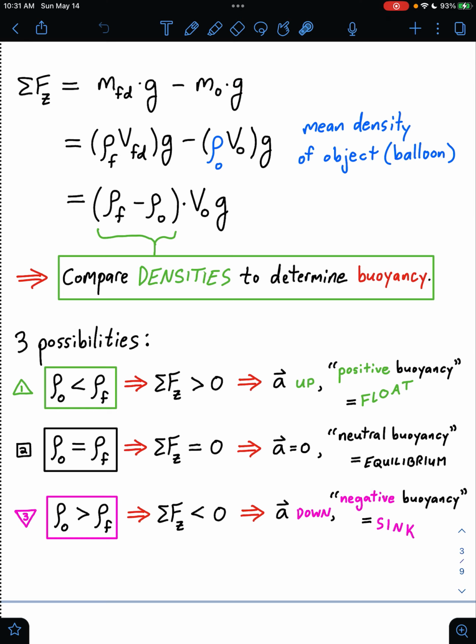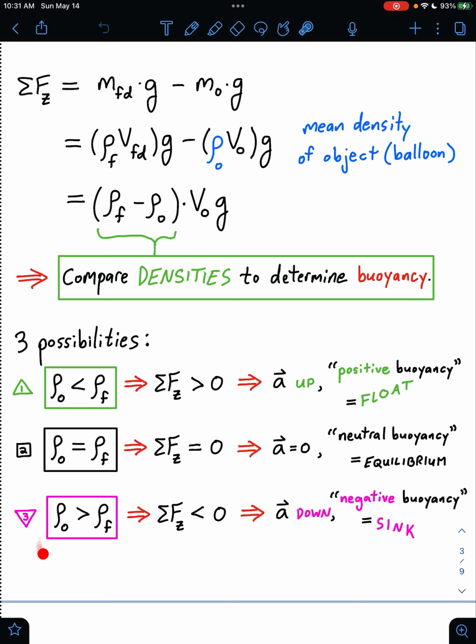Now let's replace each mass with density times volume. So the mass of the fluid displaced is the density of the fluid displaced, that's the surrounding air, times the volume of the fluid displaced. The mass of the object would be the density of the object, or the mean density of the object, times the volume of the object. And since we know the volume of the object is identical to the volume of the fluid displaced, we can factor those out and factor little g out to get to here, to see that the net force on the object depends on the densities of the object and the surrounding fluid. And we compare densities to determine the relative buoyancy.